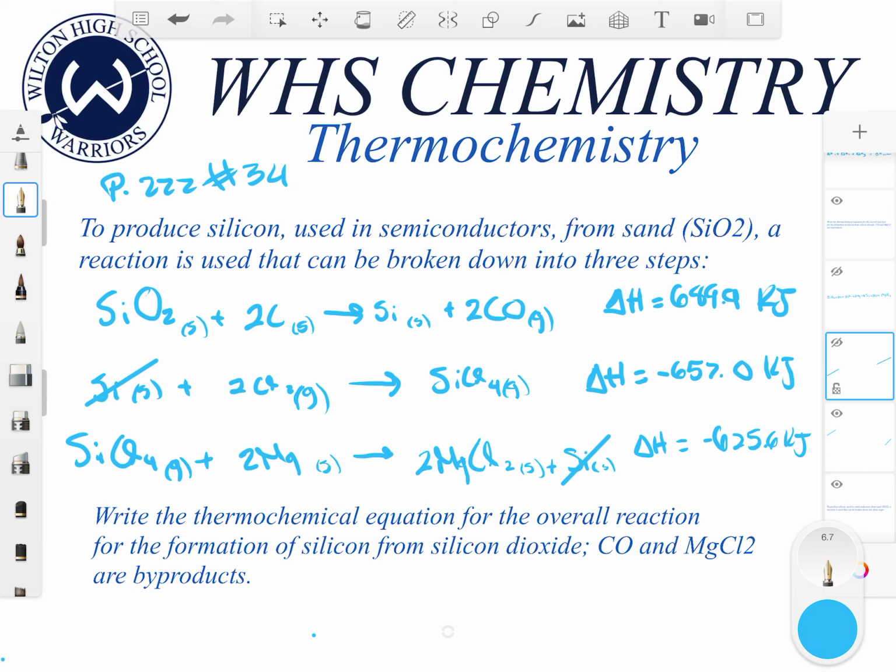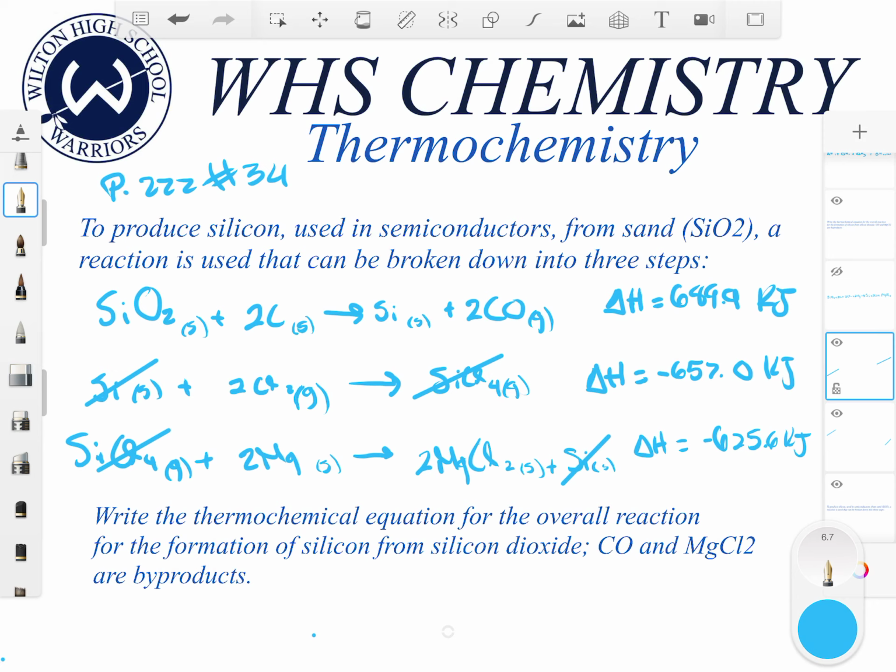Now, if we keep looking for other elements that will cancel, in the second and third equation, the product of the second equation, which is SiCl4, and the reactant of the third equation, SiCl4, is mentioned nowhere in the products of the equation that we're looking for, and it also appears on opposite sides of the equations. So that means it is non-essential, and it can also be canceled out. So if we cross that out there, we're left with less product for the overall reaction.